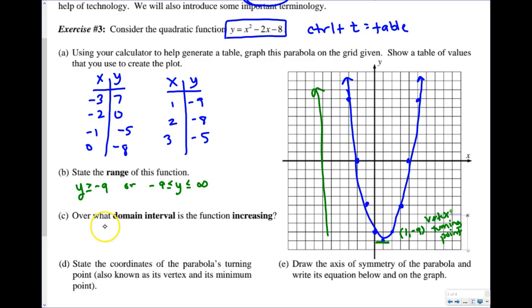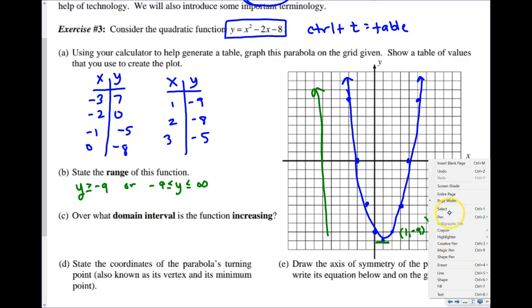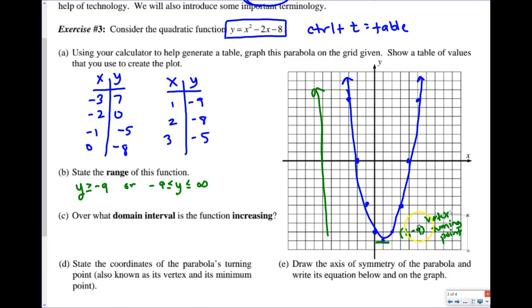Now this is asking, over what domain interval is this function increasing? Increasing means it's going up. And it wants to know where it's going up. Well, if I start from the left, this right here is decreasing. This here is now increasing. So the increasing starts at the vertex as well, and it continues to go up forever. So the start of my increasing is at x equals 1. So x equals 1 is where it starts to increase.